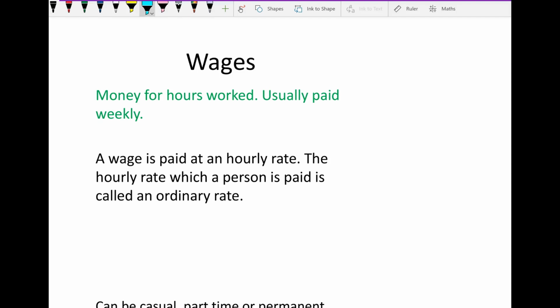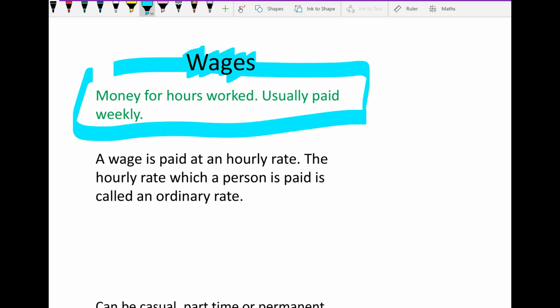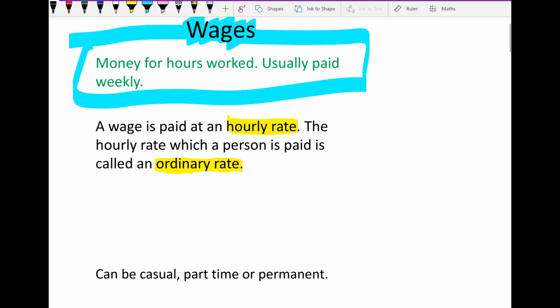Okay, now let's look at another way people get paid. Wages. Okay, wages is money for hours worked. Usually gets paid weekly. Okay, so this is your typical job while you're at school. Okay, a wage is paid at an hourly rate. The hourly rate which a person is paid is called an ordinary rate. Okay, so that's different to something like a public holiday rate, that kind of thing. They call them penalty rates.